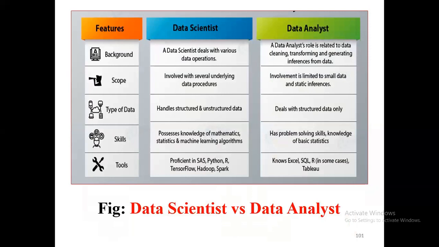Background: a data scientist deals with the various data operations. A data analyst's role is related to data cleaning, transforming, generating, etc. Scope: involved with several underlying data procedures, whereas the analyst's involvement is limited to small data and statistical inferences. Type of data: a data scientist handles structured and unstructured data. A data analyst deals with structured data only.